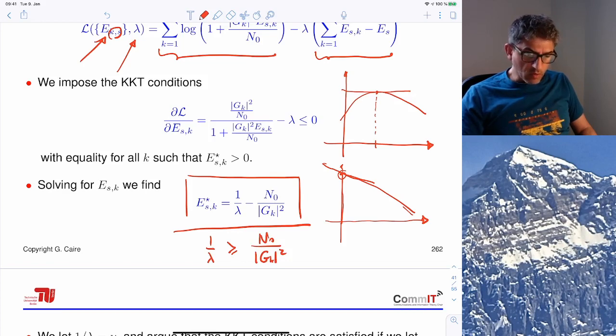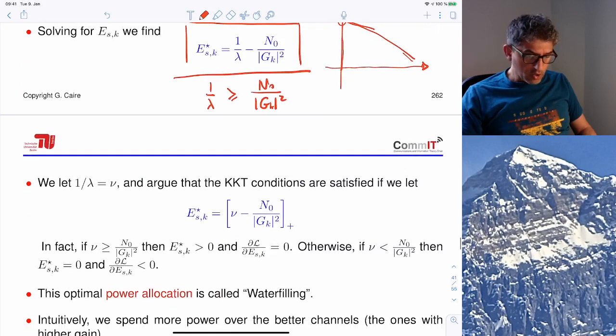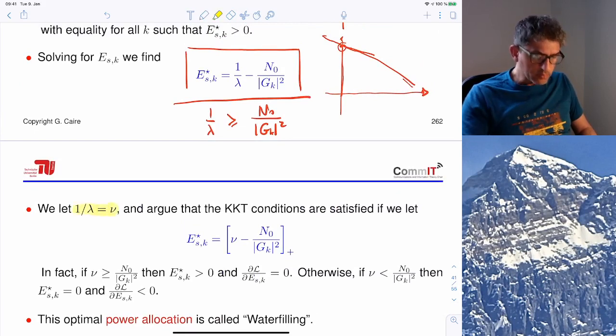Okay, and then you say, well, but how do we know the value of lambda? Well, we write down the solution for a generic lambda, then we replace the solution into the constraint, and then we find the lambda that satisfies the constraint with equality. So the solution is like that. For a given value of lambda, since lambda always appears as 1 over lambda, I can call it nu, okay?